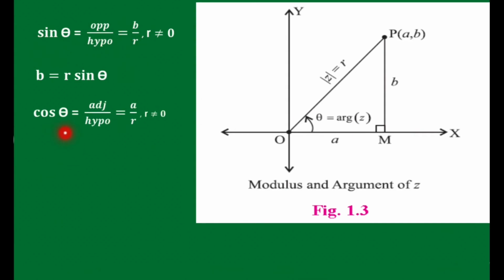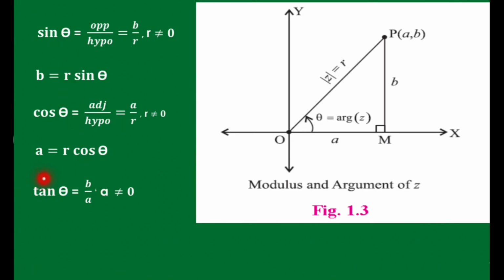Similarly we calculate cos theta. So cos theta equals adjacent upon hypotenuse. So we use here adjacent as A and hypotenuse as R. So we write A by R. So from this we write A equals R cos theta. So this value of B and value of A in terms of R and theta are called polar coordinates also.